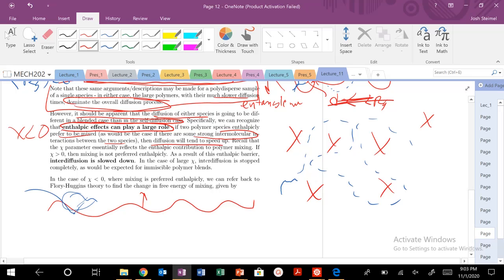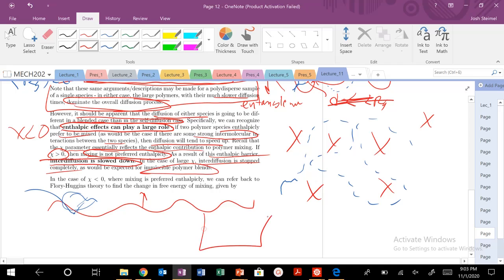So the chi parameter is going to reflect that enthalpic contribution. If chi is greater than 0, mixing will not be preferred enthalpically. And because of this enthalpic barrier, interdiffusion will be slowed down quite considerably, and actually it could be stopped completely, for immiscible polymer blends.